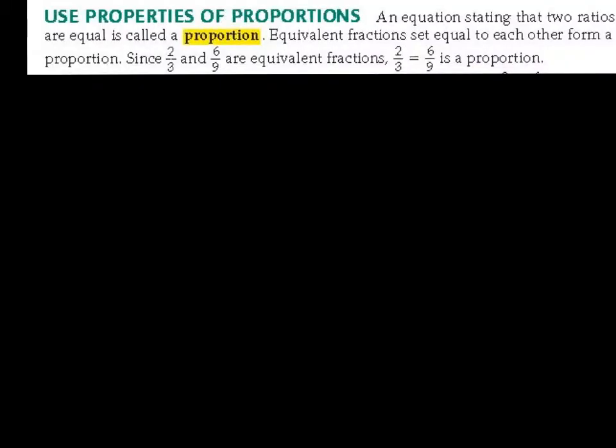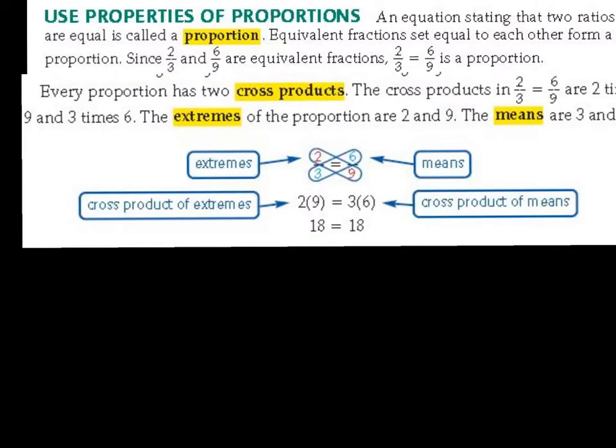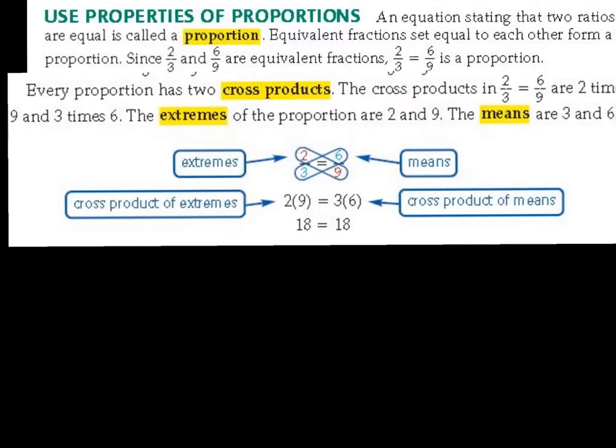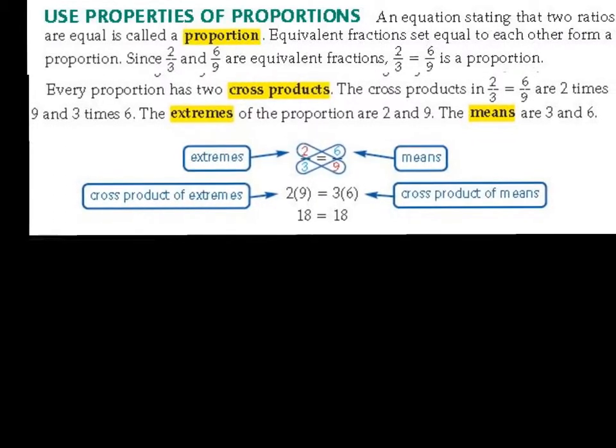An equation stating that two ratios are equal is called a proportion. Equivalent fractions set equal to each other form a proportion. Since 2/3 and 6/9 are equivalent fractions, 2/3 equals 6/9 is a proportion. Every proportion has two cross products. The cross products in 2/3 equals 6/9 are 2 times 9 and 3 times 6. The extremes of the proportion are 2 and 9. The means are 3 and 6.